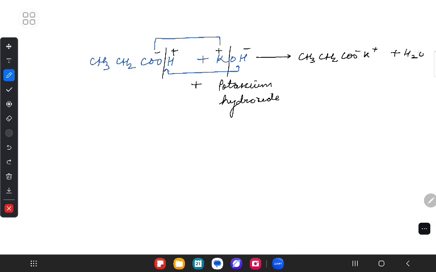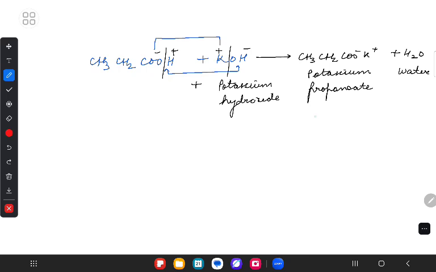It would be CH3CH2COOK and water. The potassium, yes, and this is water. So this is going to be potassium propanoate plus water. Got it? Any difficulty in this reaction? No. Now, very simple. How do you write down the name of the compound?